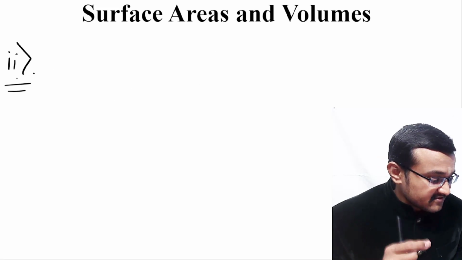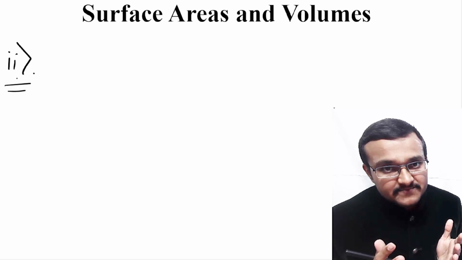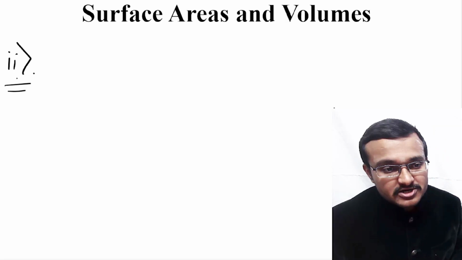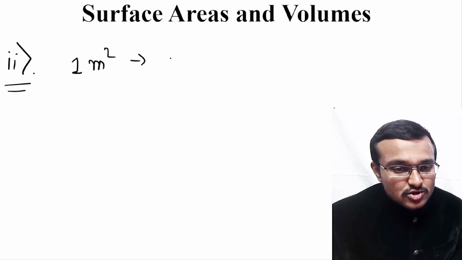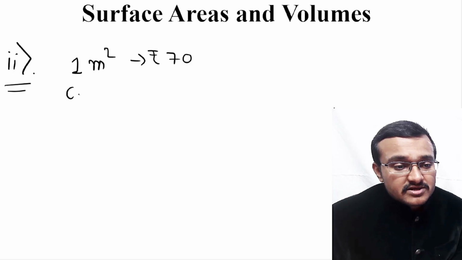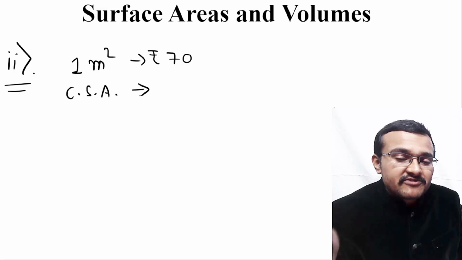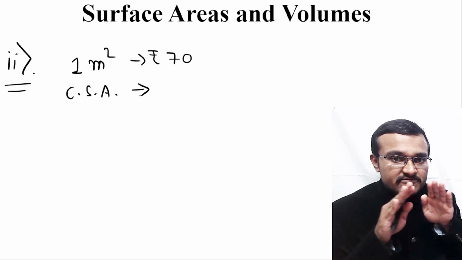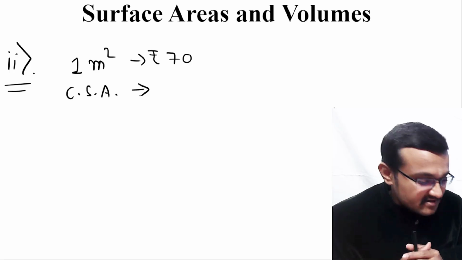In the fourth question, they have asked to calculate the cost of the canvas required to make the tent. So 1 meter square of canvas costs 70 rupees. Now we have to calculate the total cost. So now you have to find the curved surface area of this tent, which is the total area of canvas required, because you are only covering the canvas on the curved surface area of the cone, not on the base of the cone. That's why you have to calculate the curved surface area of the cone.